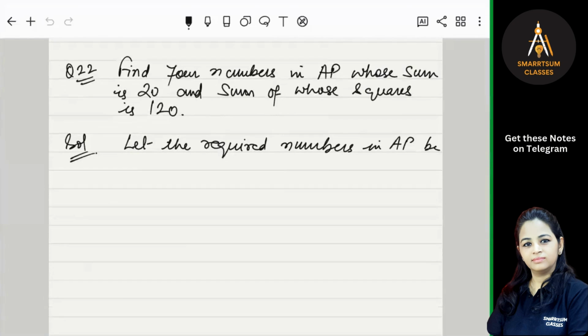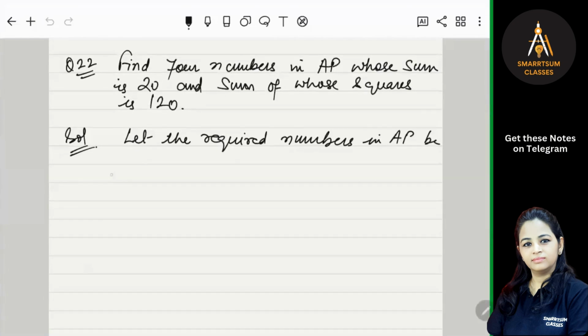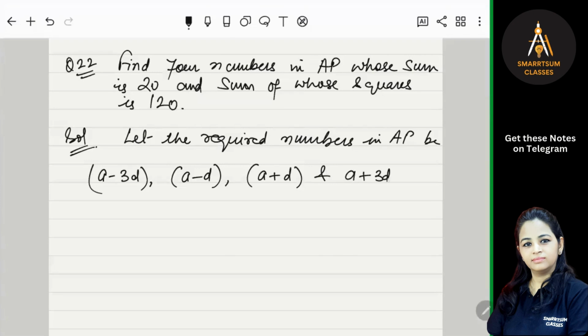So let the required numbers in AP be a minus 3d, a minus d, a plus d, and a plus 3d. So we have assumed these numbers in the AP: a minus 3d, a minus d, a plus d, and a plus 3d. Now, what conditions are given?